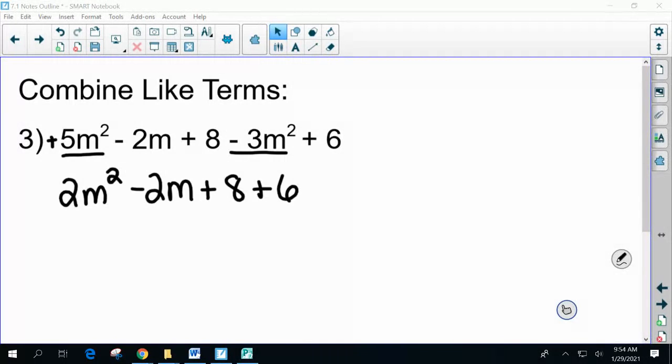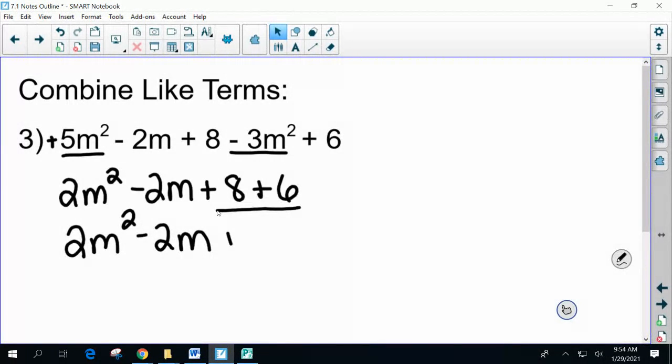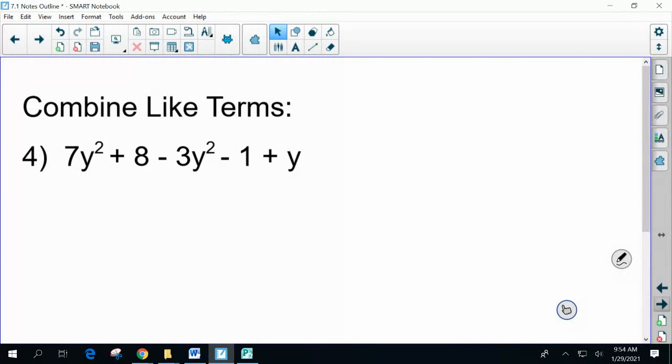Okay, so now look at your minus 2m. Is there anything to combine with that? No, I have nothing that I can put with that. So then my last part would be that positive 8 plus 6, and I would get plus 14. And that's all I can do with that problem. Okay, number 4.